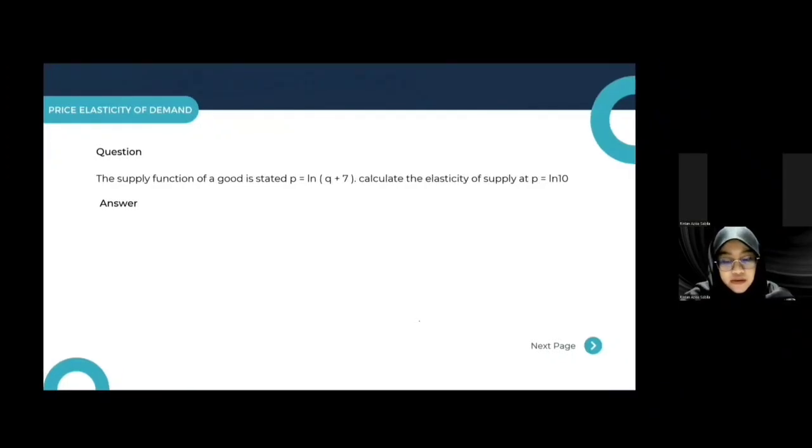Next is the question for price elasticity of supply. The supply function of goods is stated by P equals ln Q plus 7. Calculate the elasticity of supply at P equals 110.